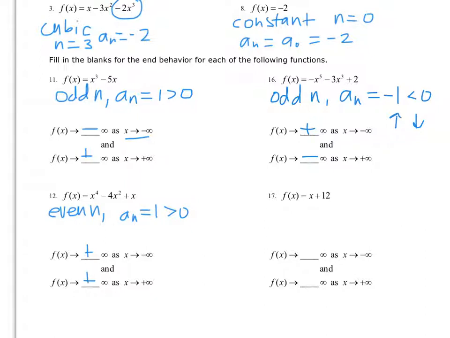17, x plus 12, that's just a linear function. We can approach this the same way, though. We've got odd degree, right? The degree is 1, and leading coefficient is equal to 1. That's positive, so that means we're going to go down on the left and up on the right. So as x goes to -infinity, function values go to -infinity, and as x values go to positive infinity, function values go to positive infinity.